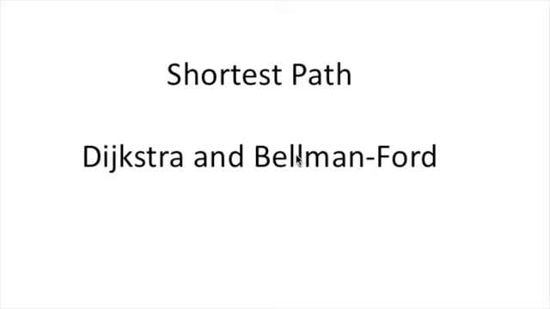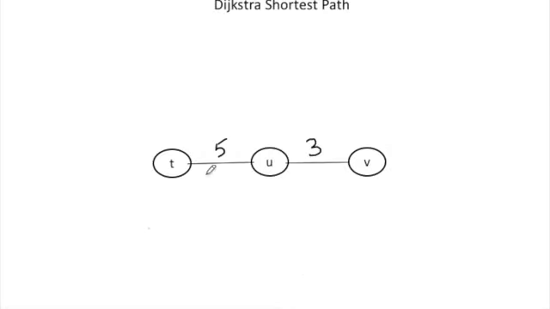In this video, I'm going to talk about shortest path algorithms, that are Dijkstra's algorithm and the Bellman-Ford algorithm. So the problem is to find a shortest path from one of the vertices to all other vertices in a graph. There is a simple graph I have taken with just three vertices, T, U, and V. Suppose I select this as the starting vertex. Let us say T is my starting vertex. I have to find the shortest path from T to U and T to V.